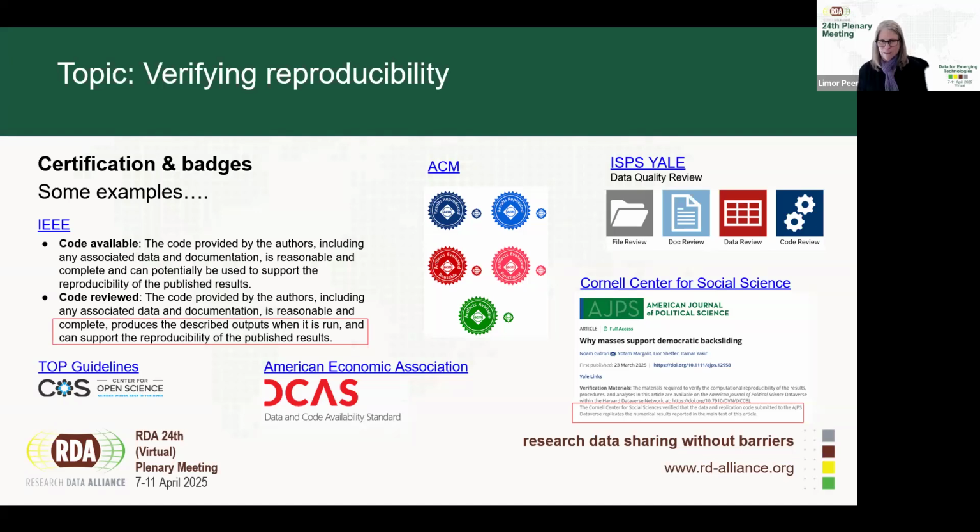Is it metadata? Not in the machine actionable way, maybe, that we think about it, but the statement does appear. And finally, I just want to mention my own institution, the Institution for Social and Policy Studies, that we follow also a similar process to what Cornell is doing. And anything that is published in our data archive has been reproduced and verified as such.